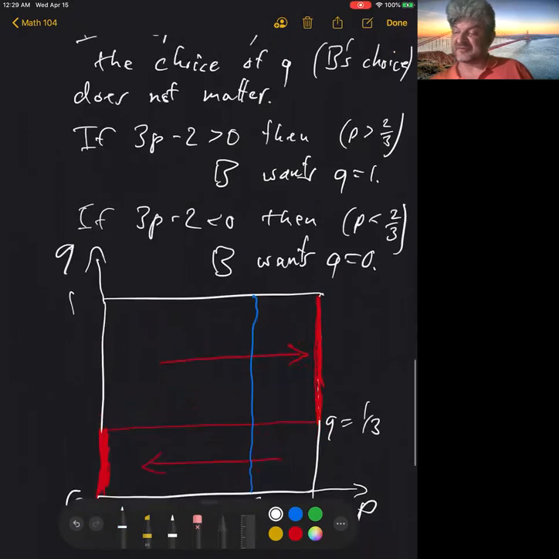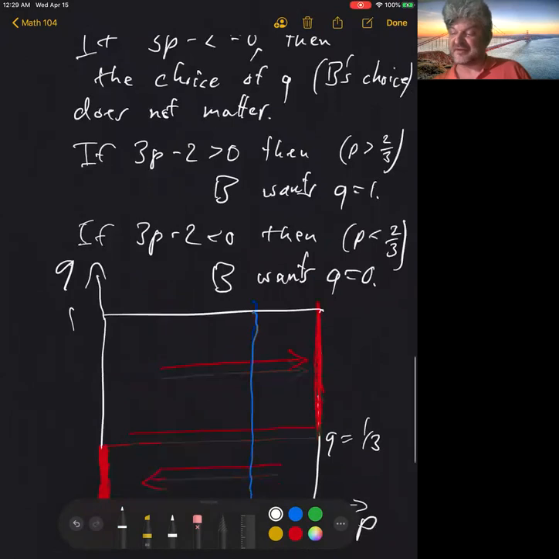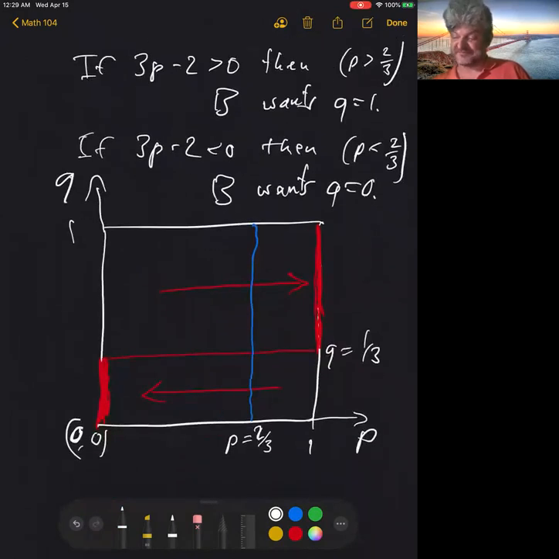And we just worked this out. If P is 2/3, then the choice of Q doesn't matter. If P is greater than 2/3, that's in the right part of the unit square, then B wants Q is 1. So we make an arrow going up to the top. I want a blue arrow. That's what B wants, going up to the top. And if we are on the left side, then B wants Q is 0. So we make an arrow going down.